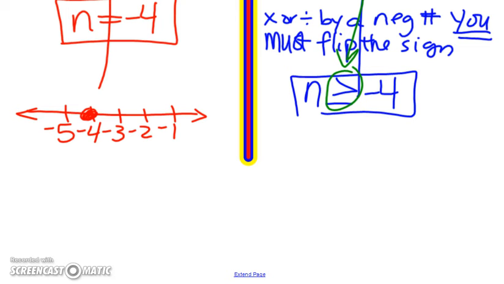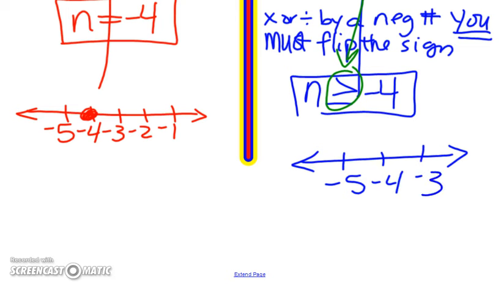And if we were going to graph this, it's going to be a closed circle because it has the equal to part of it, and your n is greater than negative 4, so we are shading to the right. Make sure you're hitting pause if you're not keeping up with how fast I'm talking.